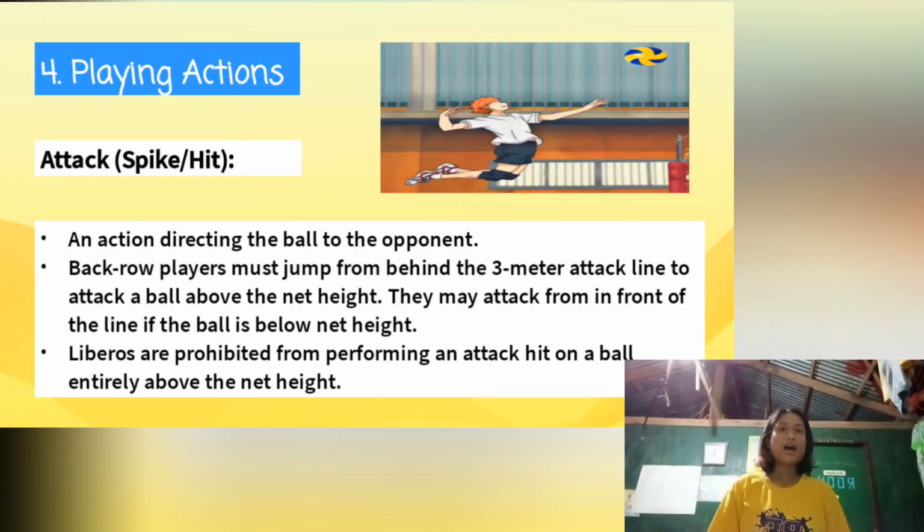Next is attack. Attack, it is when a player hits the ball forcefully toward the opponent's side to score a point. Front row players can attack freely, while back row players must jump from behind the 3-meter attack line if they hit the ball above the net. Liberos are not allowed to spike the ball because it is completely above the net. The main goal of an attack is to end the rally by making the ball hard to defend. The attack demonstration is like this.